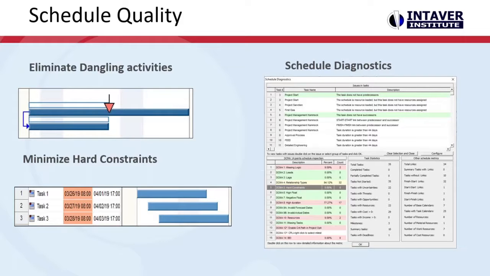Hard constraints, we want to minimize them. These are constraints such as must start on or must finish by, and they block the updating of the schedule. So along with dangling activities, which don't push or pull, hard constraints will also stop the schedule from updating properly due to risk uncertainties or risk events occurring. So normally, as much as possible, we'd like to change all of these to start as soon as possible.